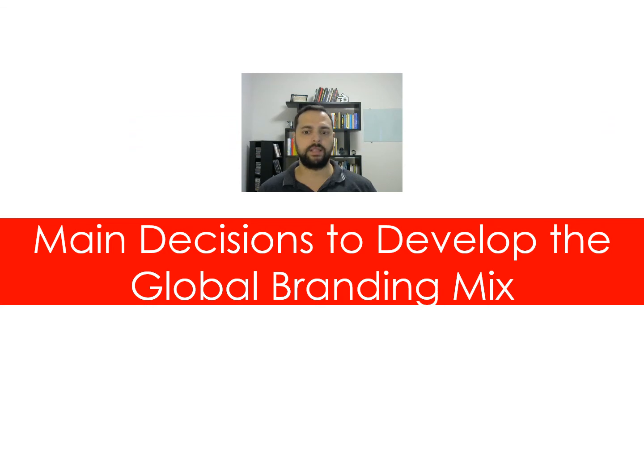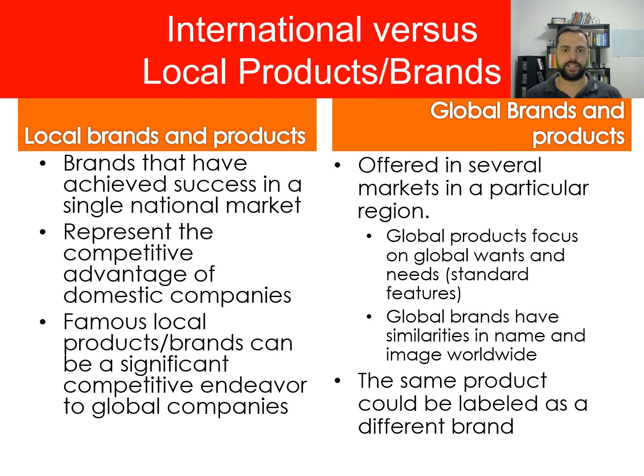And what are the main decisions to develop the global branding mix? The first decision is the usage of international or local products or brands. Local brands and products are the ones that achieved huge success in a single national market or a narrower definition of the market, like a state or a region in a specific country. Usually, they will achieve a lot of competitive advantages, and this can represent a huge challenge for new competitors trying to enter that market.